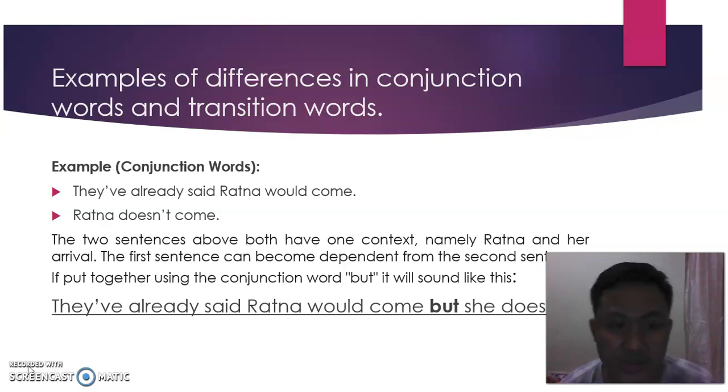Example of conjunction word. First sentence, they have already said Ratna would come. Second sentence, Ratna doesn't come. The two sentences above both have one context, namely Ratna and her arrival. The first sentence can become dependent on the second sentence. If put together using the conjunction word but, it will sound like this: they have already said Ratna would come, but she doesn't.